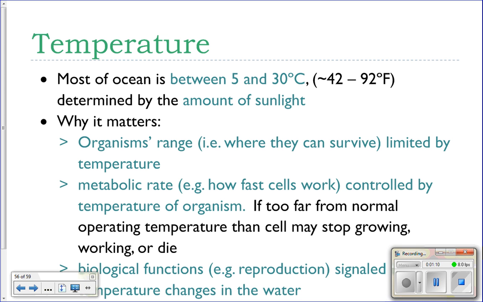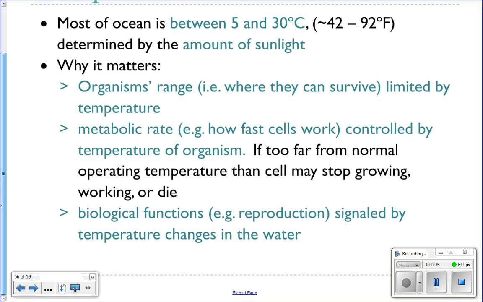Also, that temperature will affect the metabolic rate, which is how fast the cells work, and it's controlled by the temperature of the organism. So if that temperature is too far outside of the range in which they can function, they will die. If it's too cold, they freeze to death. If it's too warm, things start to go wrong in their cells and they die. So the temperature is very, very important for many things that live in the ocean.